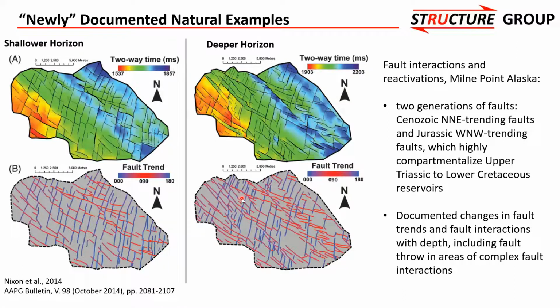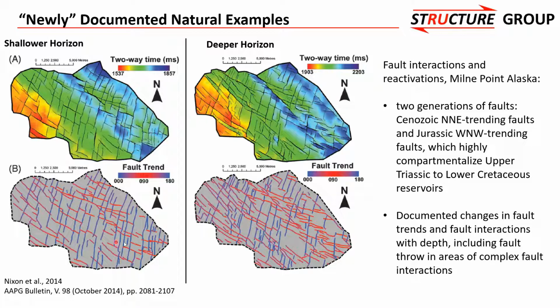So this is one example of a paper that was just very useful, both for thinking about different ways to analyze some new models, and then also for our natural analogs. And this is Casey Nixon's 2014 paper that was in AAPG Bulletin. And he was looking at the fault interactions and reactivations in Milne Point, Alaska. And what you can see here are we have maps on a shallower horizon. So that is this column to the left, and then a deeper horizon on the right. And the top maps are two-way time.